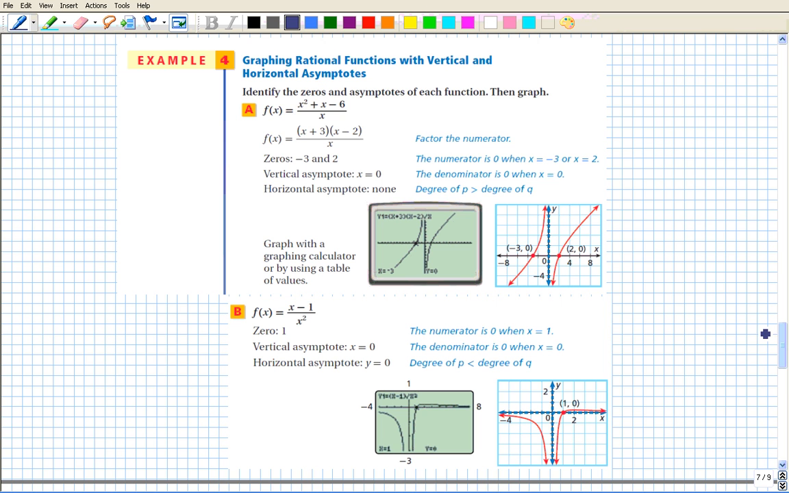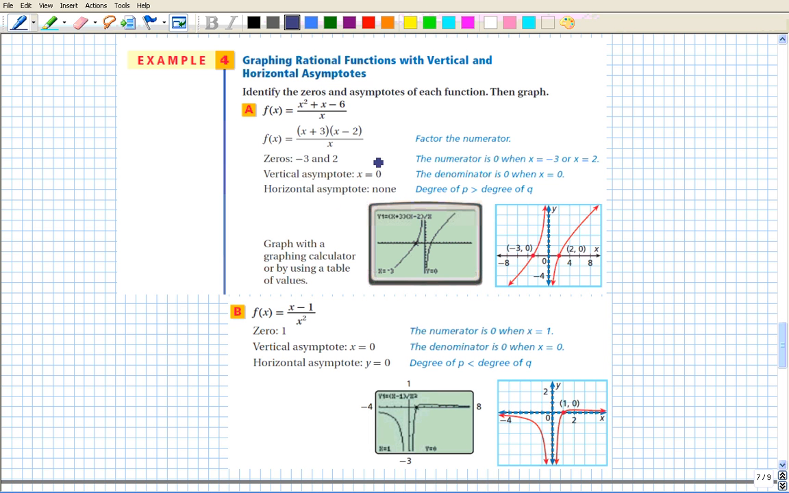Let's look at a couple more examples. If you've got (x squared plus x minus 6) over x, and we want to look at the zeros and the asymptotes, again, factor. The factors of the numerator set equal to 0. You'll get negative 3 and 2 as your zeros. For the denominator, set it equal to 0 and solve, and you get x equals 0. So here our vertical asymptote is 0.